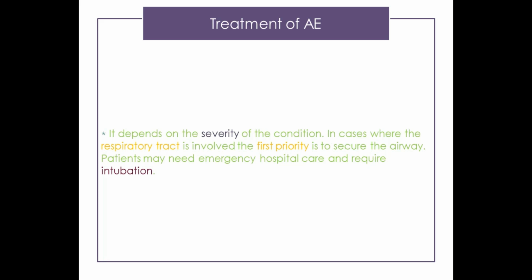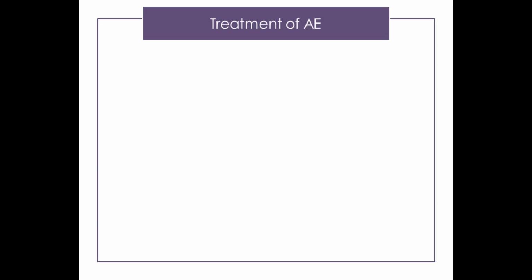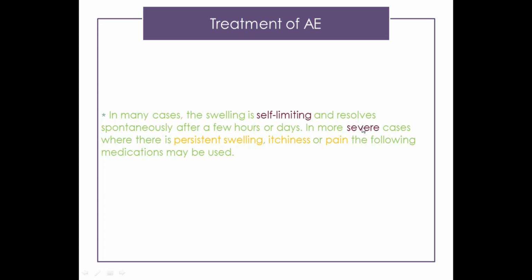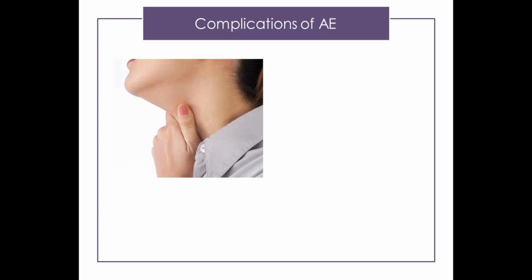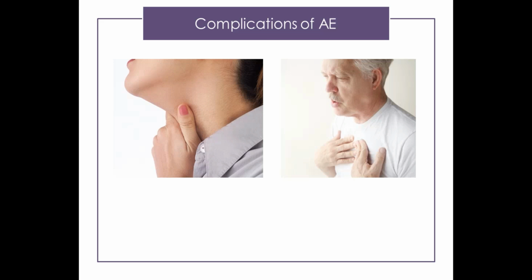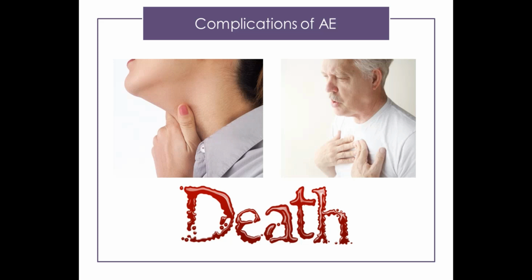Okay, how to treat angioedema? Most of the cases are self-limited. They will go by themselves. But if the case is severe and it involves the respiratory tract, we must make it the first priority, and we need to secure the airway. But if it's severe and it has persistent swelling, itching and pain, and it's not for a short period, we can give them adrenaline, corticosteroids, or antihistamines. The complications can be dysphagia, respiratory distress, or in the worst cases, death.